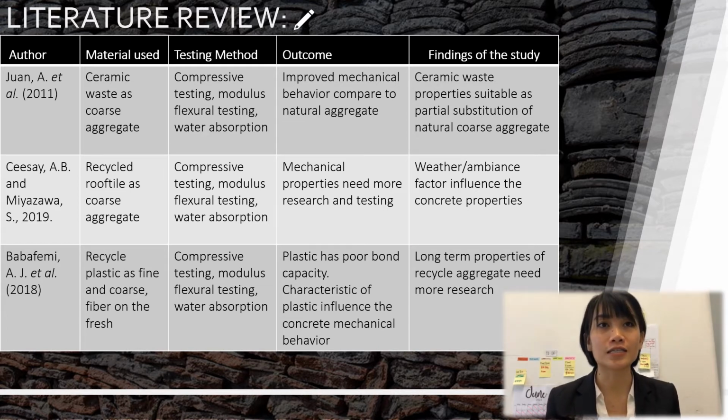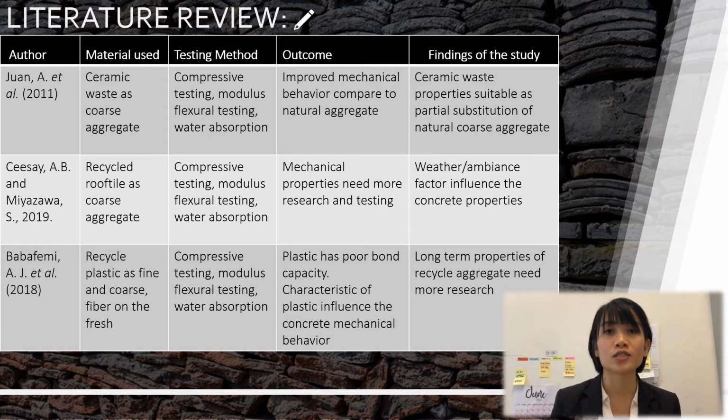The second research study is done by Kisei and Miyazawa in 2019. They are also using the same testing methods as the one in 2011, which are compressive testing, modulus of flexural testing, and water absorption to determine the mechanical behavior and the physical properties of the concrete. But they are using a different type of material, which is recycled roof tile as a coarse aggregate. Their research is almost the same as mine, as I'm using the same material, recycled roof tile, as a fine aggregate. Meanwhile, they are using it as a coarse aggregate.